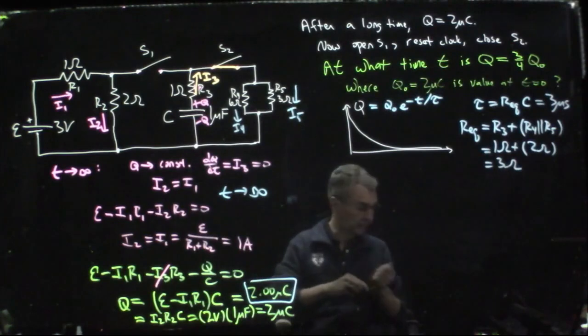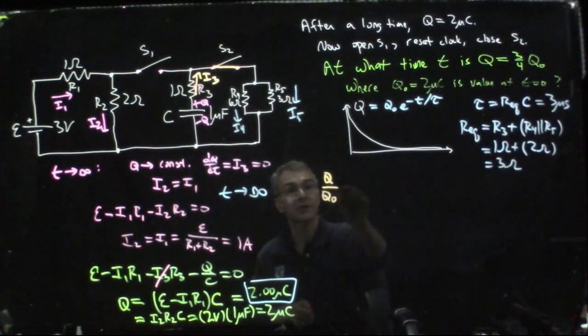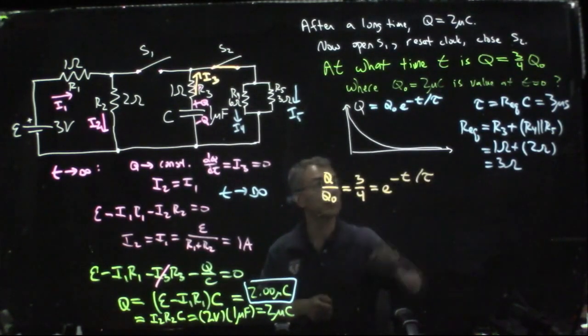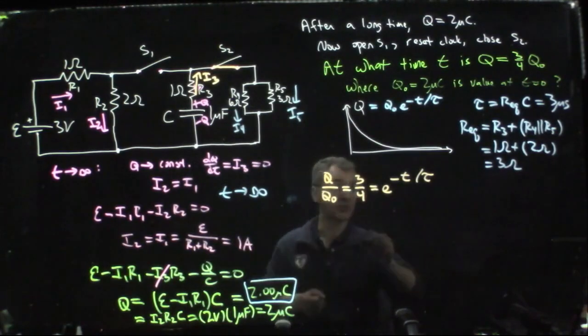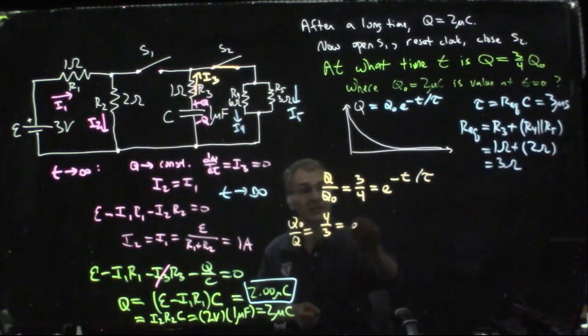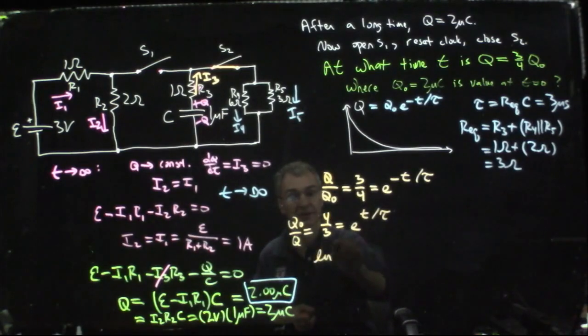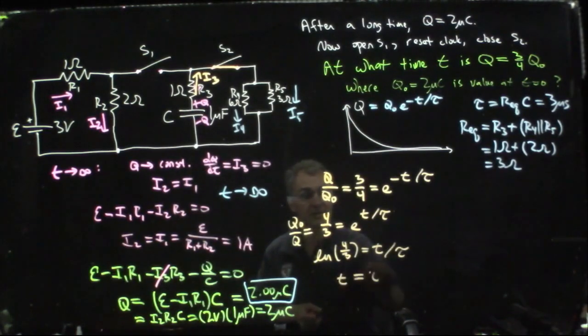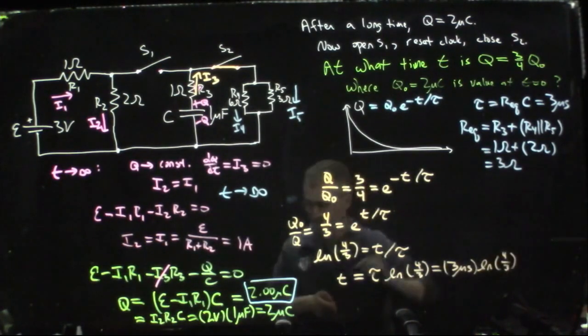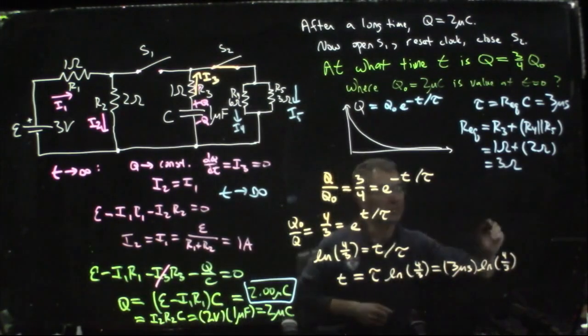Then we're solving the equation. Q over Q0 is 3/4 equals e to the minus t over tau, where we know tau is 3 microseconds. Let's take the reciprocal of both sides first. So 4/3, that's Q0 over Q, is e to the plus t over tau. Now take the logarithm of both sides. So we say the natural log of 4/3 is t over tau. That gives us t is the time constant times the natural logarithm of 4/3. That's 3 microseconds times the natural logarithm of 4/3. And that works out to be 0.863 microseconds.